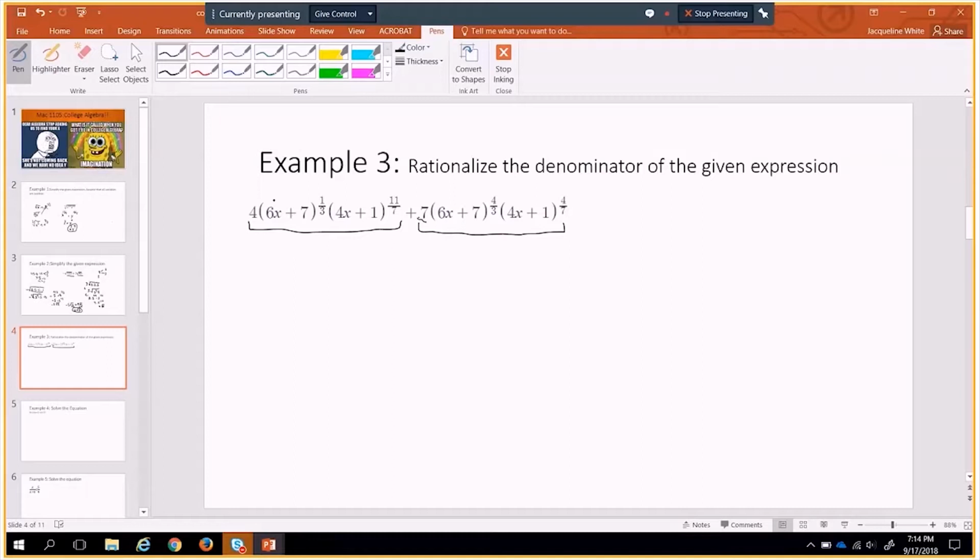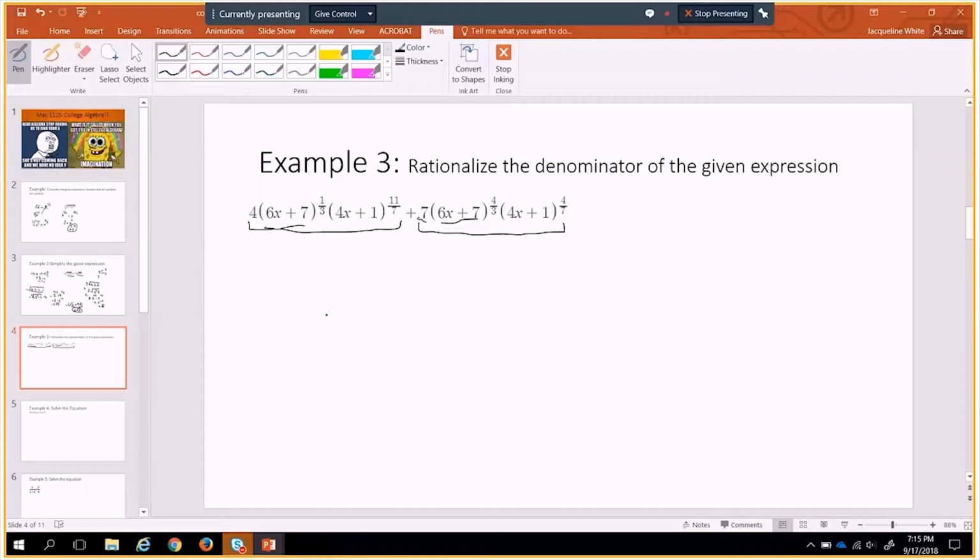So let's move on to the other factors. We have a 6x plus 7 to the 1/3 power over here, and we have a 6x plus 7 to the 4/3 power over here, all right? So what is the highest exponent that we have for both of these? That's going to be 6x plus 7 to the 1/3 power, all right?